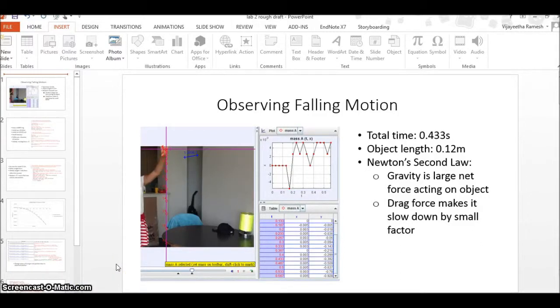Today I will be observing falling motion using Newton's first law of motion, which is about uniform motion, and that an object will not stop its motion or will stay at rest unless acted upon by an outside force. But in this case of falling motion, gravity and drag force are two forces that act on the object, so it does not contain uniform motion. But Newton's second law states that force equals mass times acceleration, and this is seen here on the tracker.